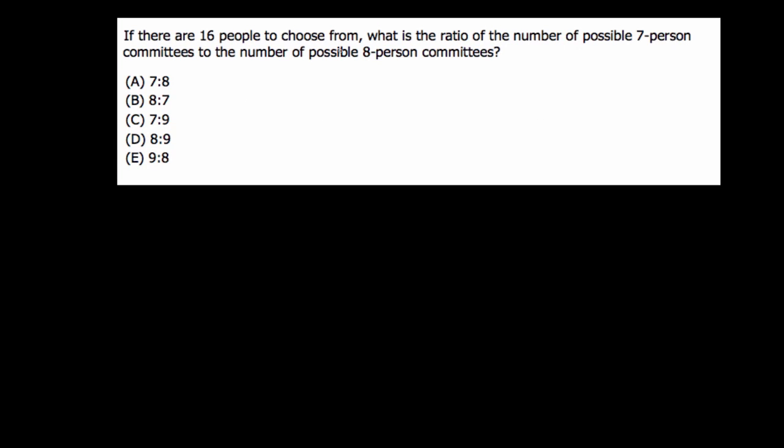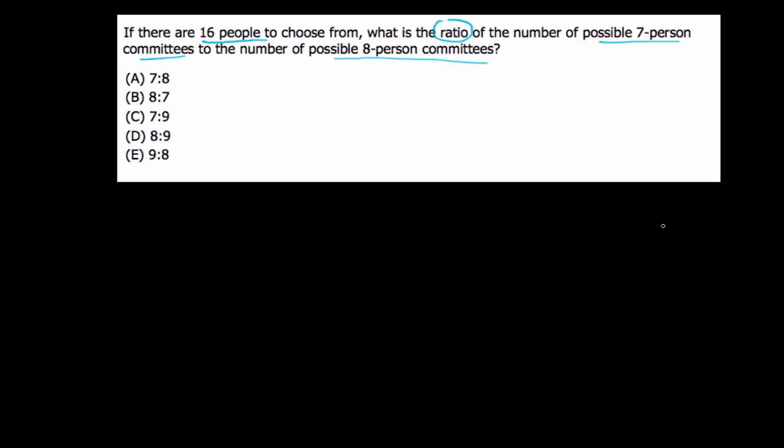If there are 16 people to choose from, what is the ratio of the number of possible 7 persons committee to the number of possible 8 persons committee? Let's go over that again. If there are 16 people to choose from, what is the ratio? So we want to find the ratio of the number of possible 7 persons committees to the number of possible 8 persons committee. Now this is a combination problem.